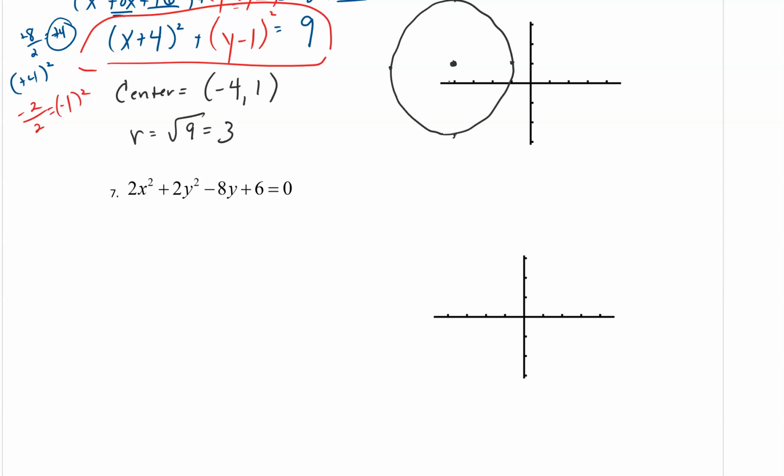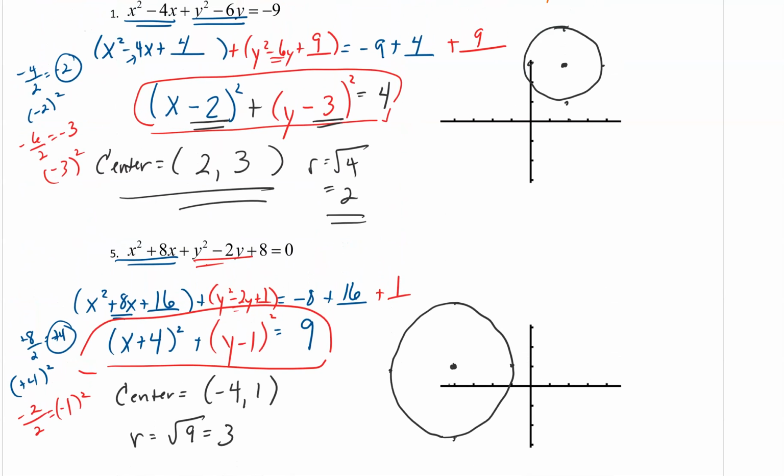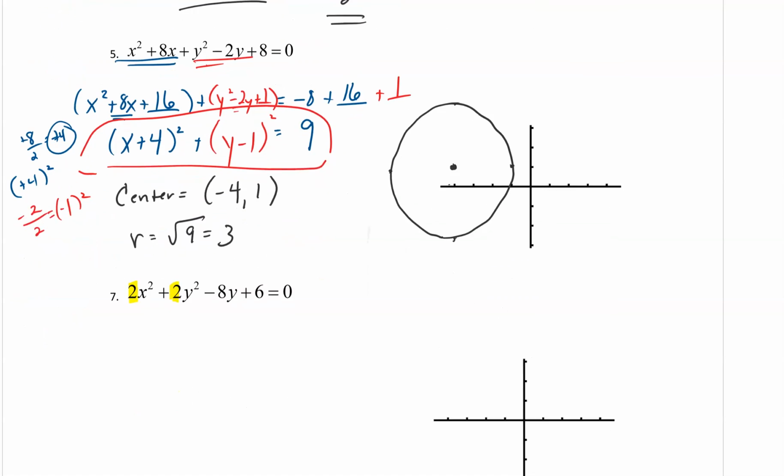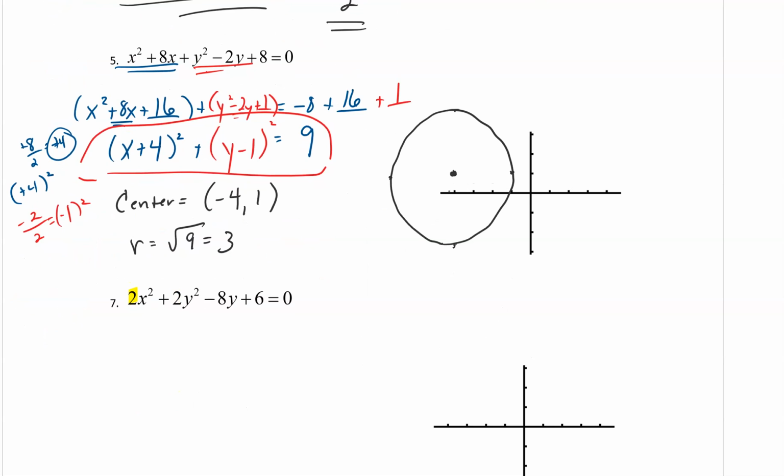But notice the difference between number 7 and 5 and 1. If you look carefully, you notice that there is a 2 in front of the x squared and 2 in front of the y squared. Well, my friends, you have to get rid of that. So the first thing you're going to do is divide everything by 2 to get rid of it. So the whole thing divided by 2. Actually, I don't like writing it that way because that's not really true math. It's really doing this. And we get x squared plus y squared minus 4y plus 3 is equal to 0.